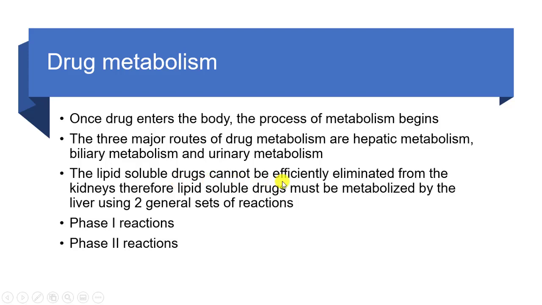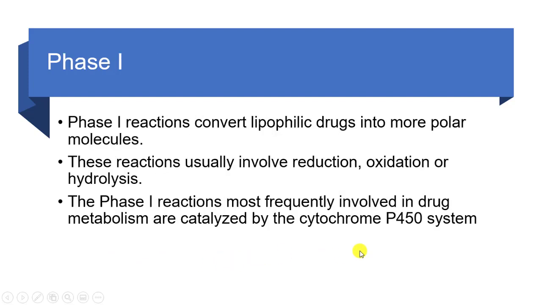And the lipid soluble drugs cannot be efficiently eliminated from the kidneys. Therefore, the lipid soluble drugs must be metabolized by the liver using two general sets of reactions, via which we eliminate the lipid soluble drugs before they can be eliminated by the kidney, because the kidneys cannot eliminate them in their lipid soluble form. So these two reactions or these two phases take place in the liver, and there they are metabolized to forms where they can be excreted readily by the kidneys. The first of such reactions is the phase 1 reaction, and the second is the phase 2 reaction. I'm going to talk about these reactions briefly in the next few slides.